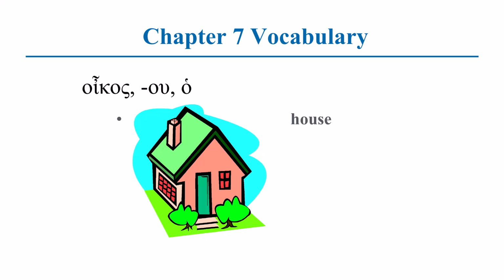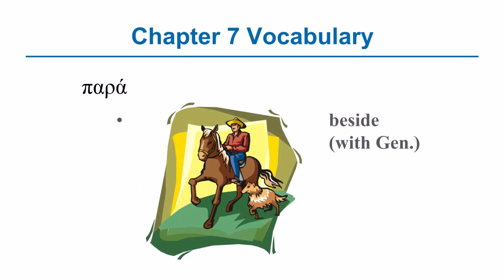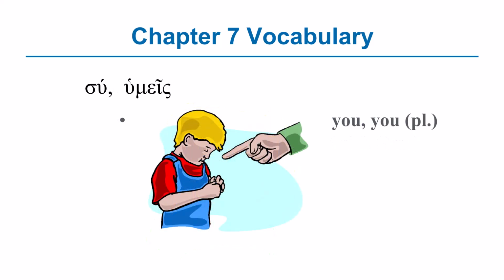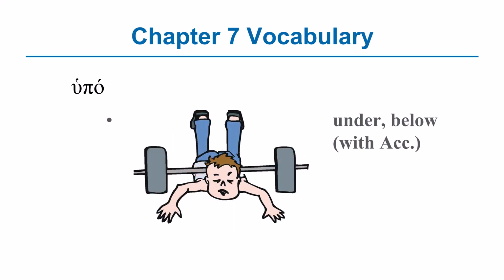Economy means house management. Then you have the word para. And this is where you get the word parable. Para means beside. Then you have the word su, which means you. Su means you. In the plural, you have the word humeis. Humeis means you in the plural. So you have su meaning you in the singular, and humeis meaning you in the plural. Then you have the word hupo. Hupo means under or below.